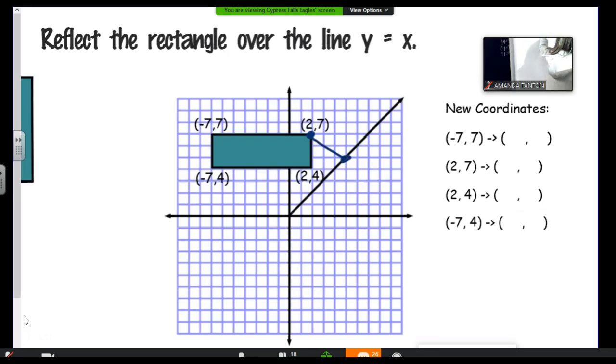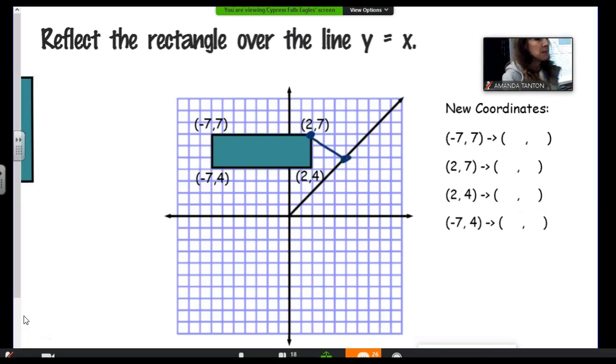So the rule for reflecting over y equals x is (x, y) becomes, well, you just trade places. (x, y) becomes (y, x). So our new coordinates are (7, -7), (7, 2), (4, 2), (4, -7). And then you could plot them and you would have a nice picture of your reflected rectangle.